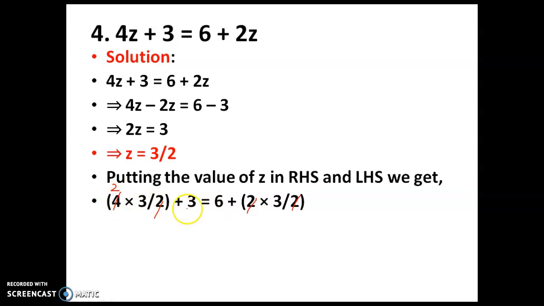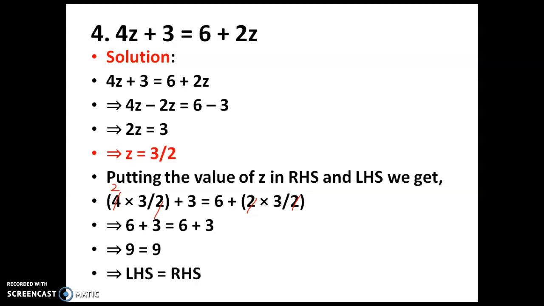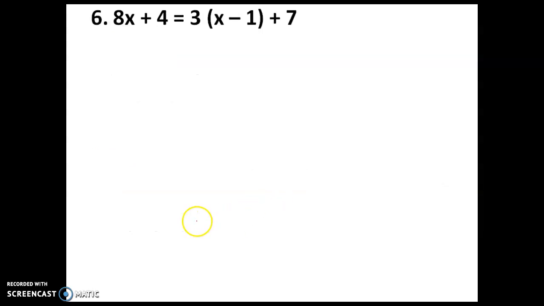Then this side, the RHS side, here you are having 3. Okay. So 6 plus 3 is 9. Okay, so you are getting 9 on both sides, LHS and RHS. So this solution is correct. Okay.